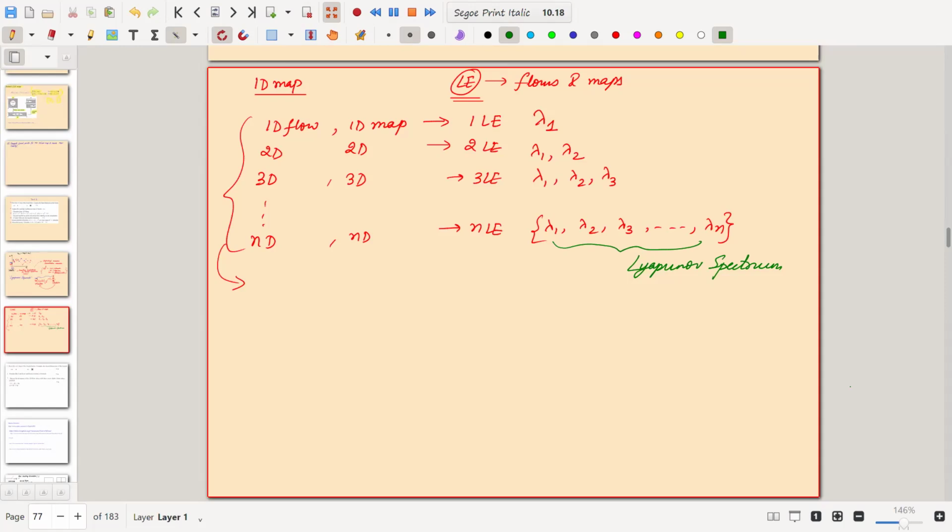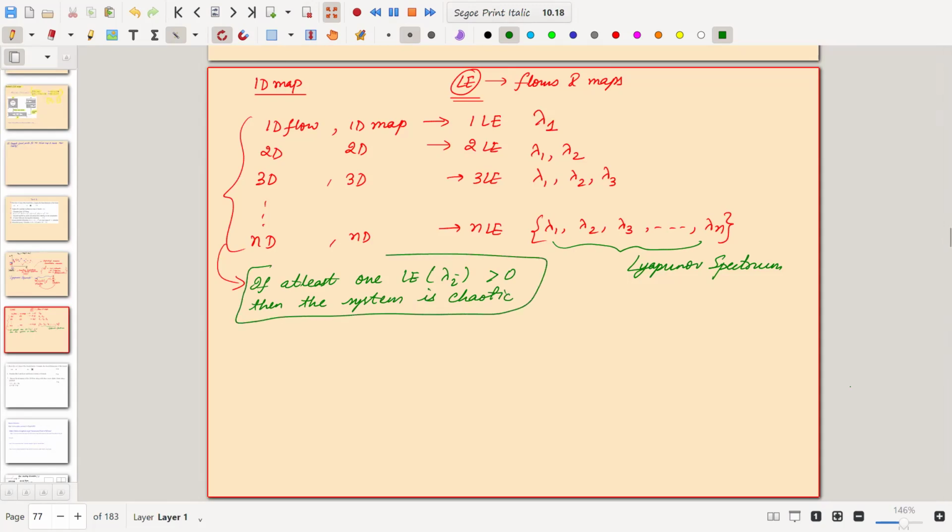If in any of these systems, whether it is one dimension, two dimensions or n dimensions, at least one Lyapunov exponent, that is lambda i, is greater than 0, that is positive, then the system is chaotic. This is one of the most important results in dynamical systems literature. So if at least one of the Lyapunov exponents is positive, then the system is chaotic.